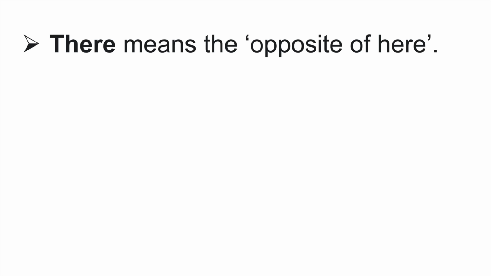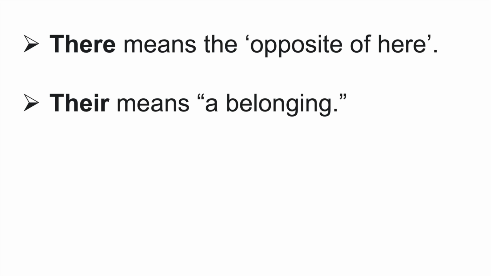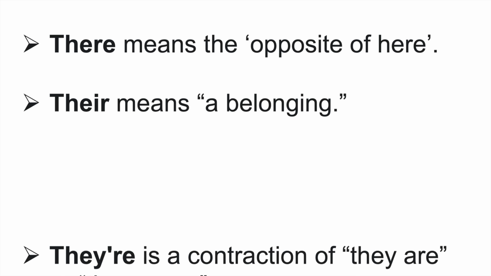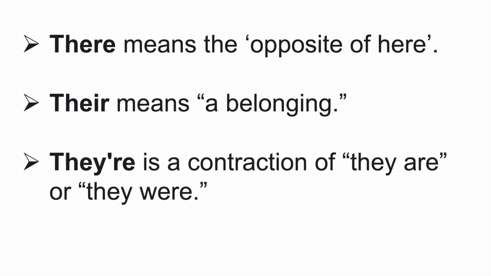So if I said to somebody, please go over there, that is the opposite of here. And that is when that word is spelt T-H-E-R-E. When it is spelt T-H-E-I-R, that means a belonging. So if I said, it's their guitar, it's their bag, it belongs to them. And then finally, T-H-E-Y-'-R-E is a contraction of they are or they were.